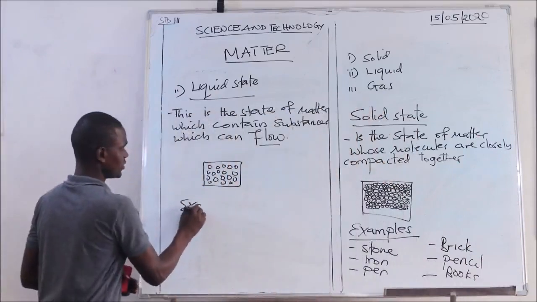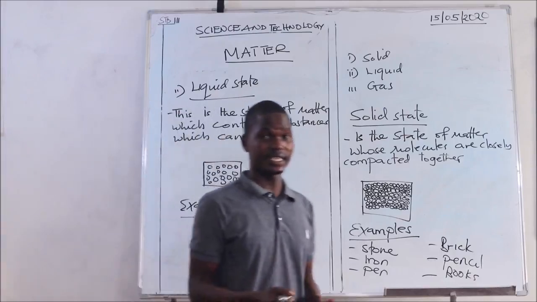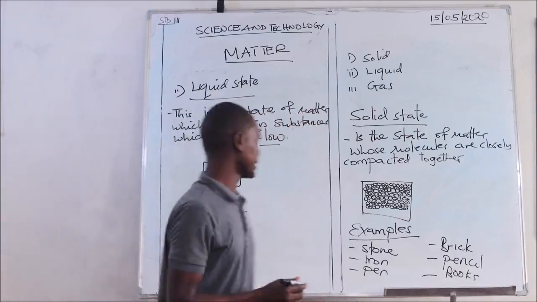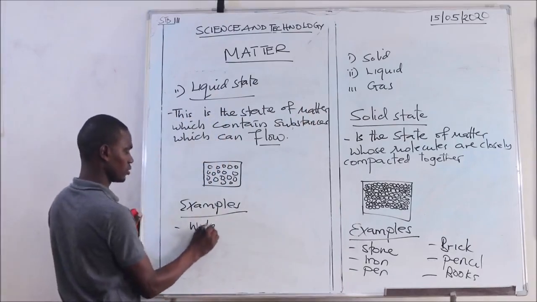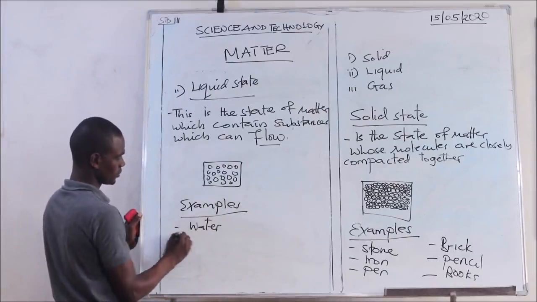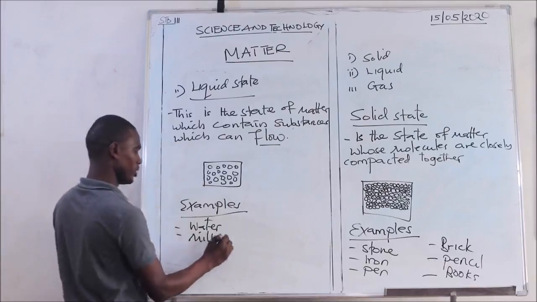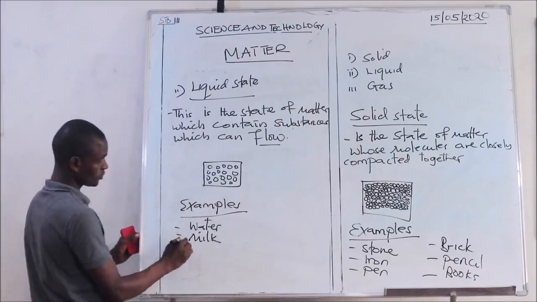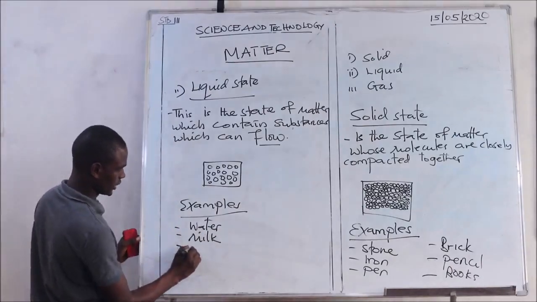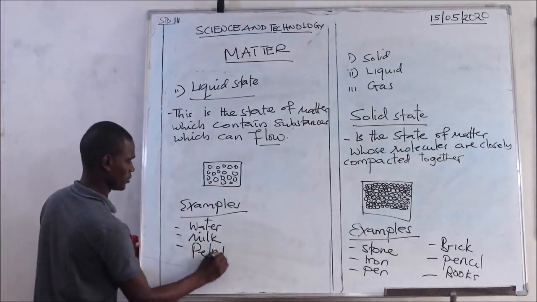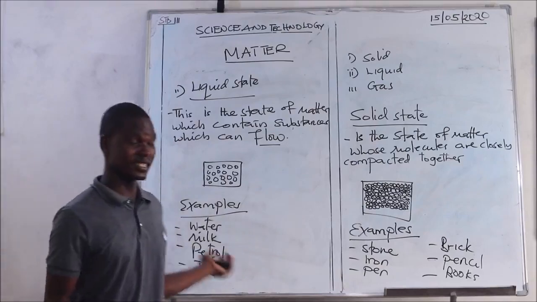So, examples of substances in liquid state. They include water itself, milk, and this should be fresh milk. We have petrol, juice, and many other things of that kind.